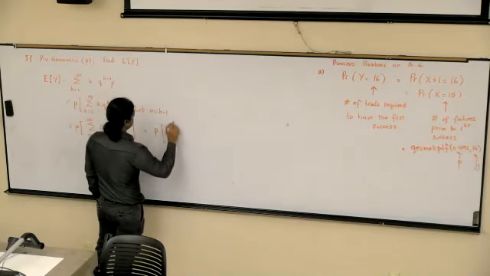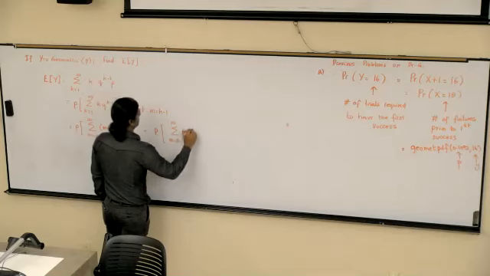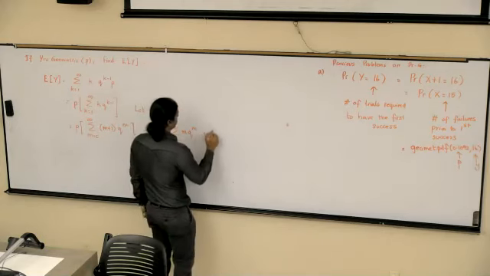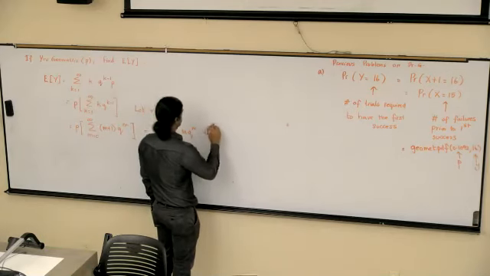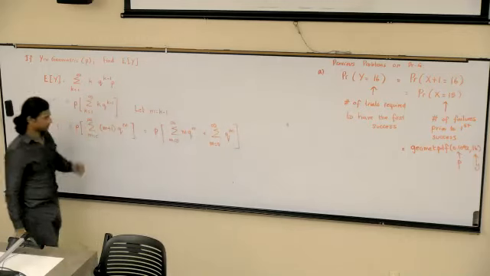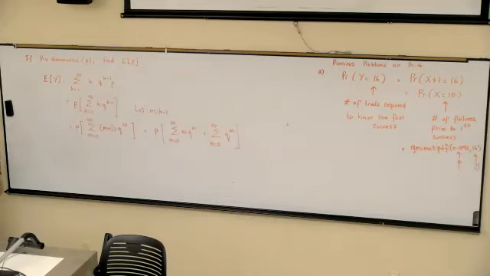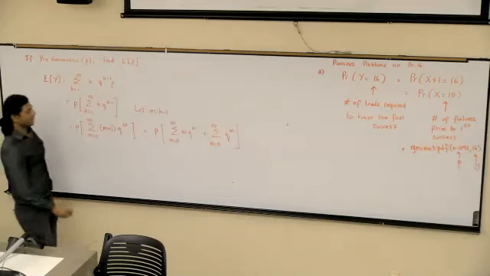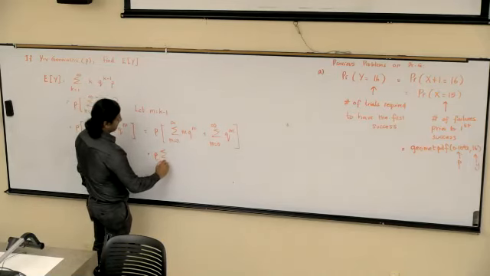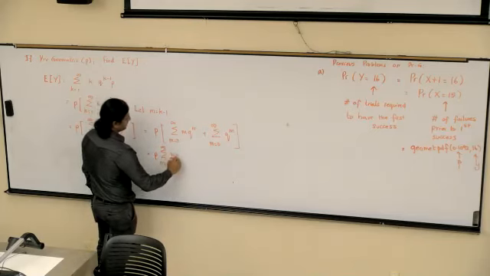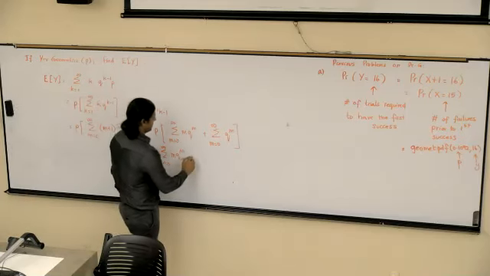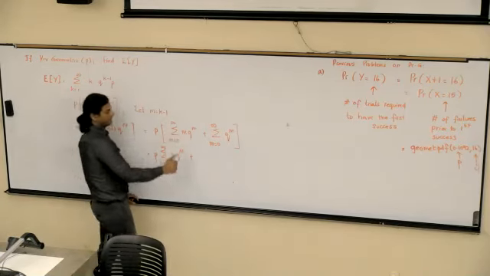sum m equals 0 to infinity of m times q raised to m, plus the sum m equals 0 to infinity of q raised to m. Good. Let's review. m q raised to m plus, I'm distributing that p, so p.